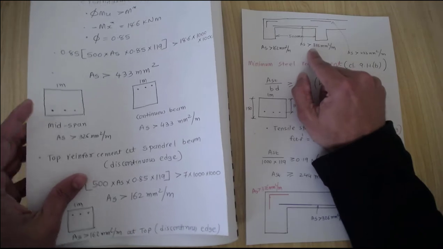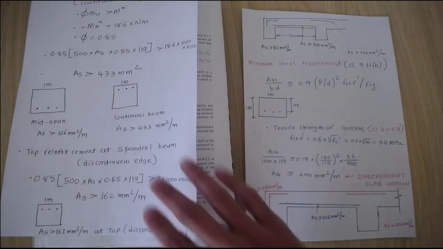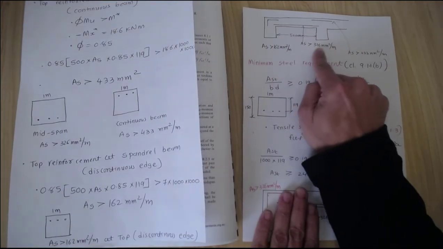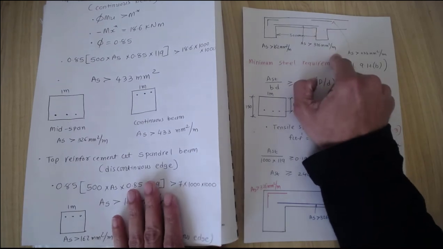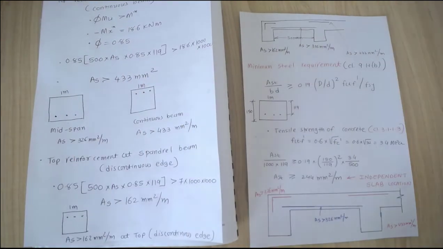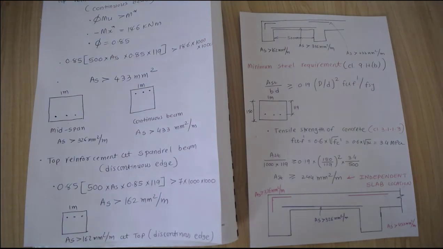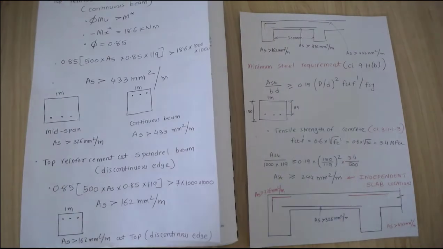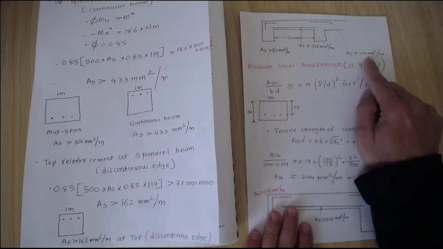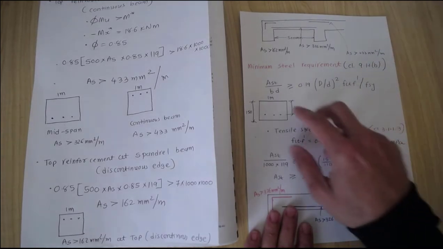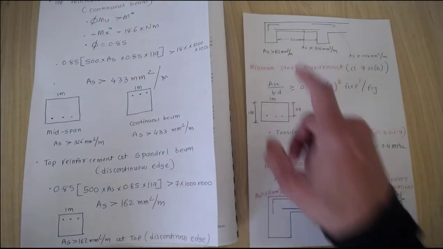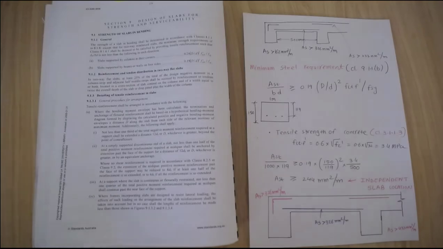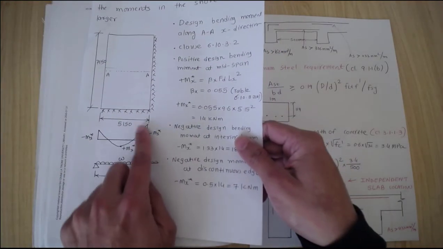At the midspan we calculated 326 millimeters square per meter. So at the midspan you need 326 millimeters square per meter. At these continuous supports you need 433 millimeters square per meter. I think I have a missing detail here. That should be per meter. So that is 433 millimeters square per meter. At these supports here you need 162 millimeters square per meter, which basically follows our bending moment diagrams.